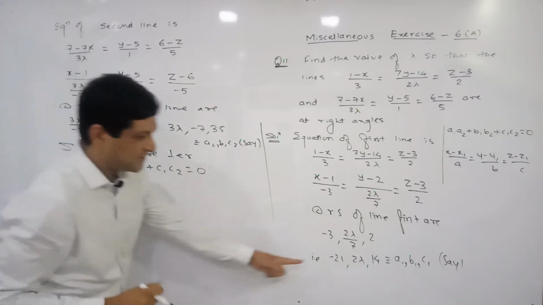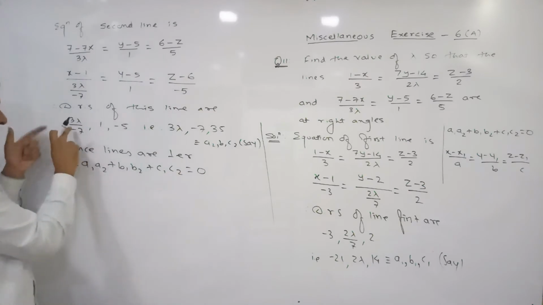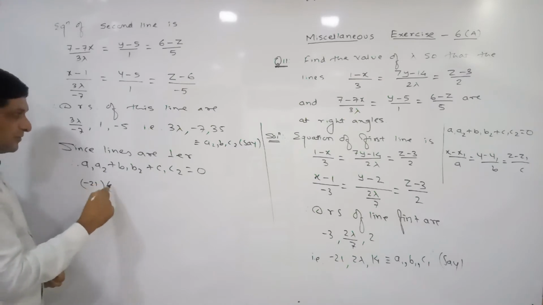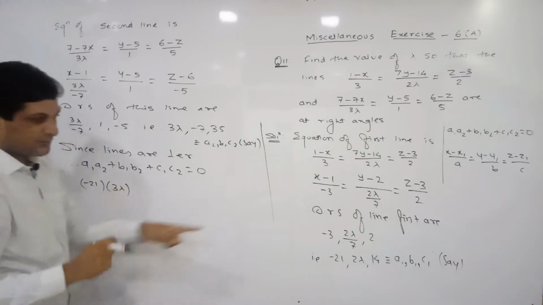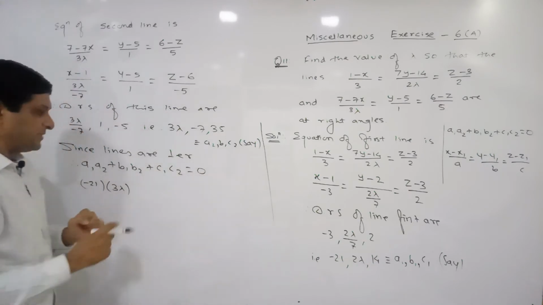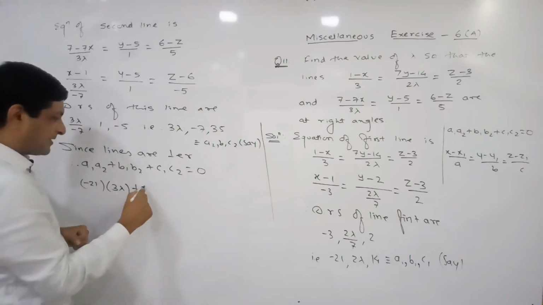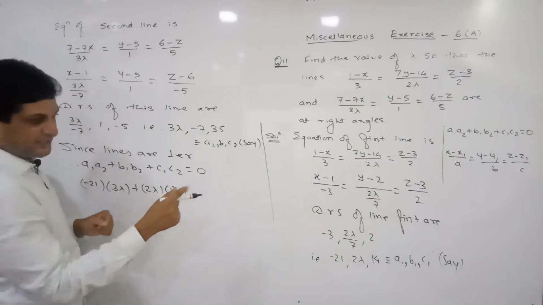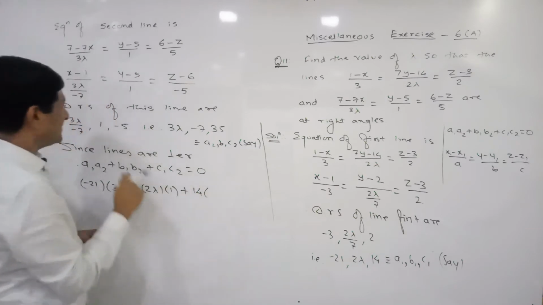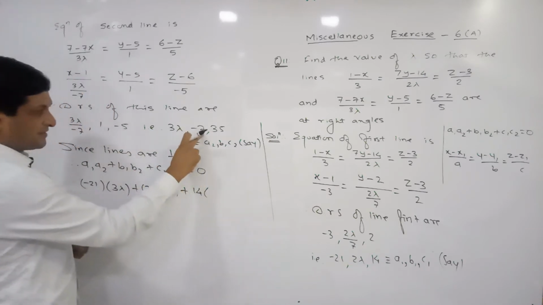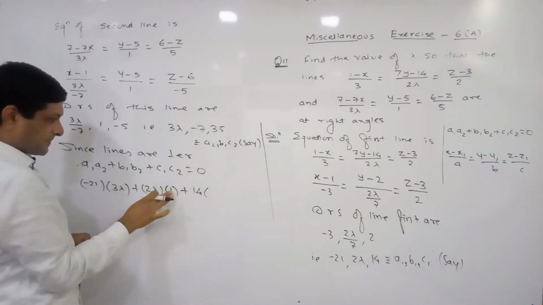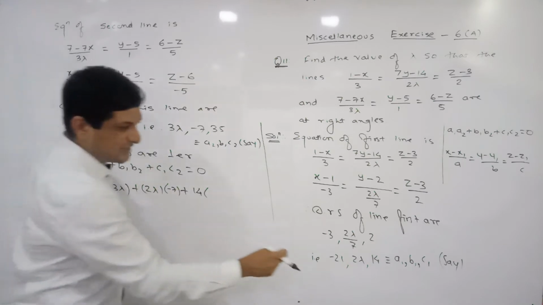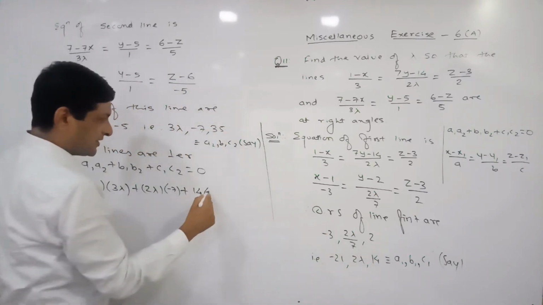Now substitute the values. A1 is -21 into A2, and A2 is this value, so -21 into 3 lambda. That is A1 A2. Now B1 B2: B1 is 2 lambda into B2, and B2 is 1. Plus C1 C2: C1 is equal to 14, and here we get the value of B2, that is -7, and C1 is equal to 14, and C2 is equal to 35.